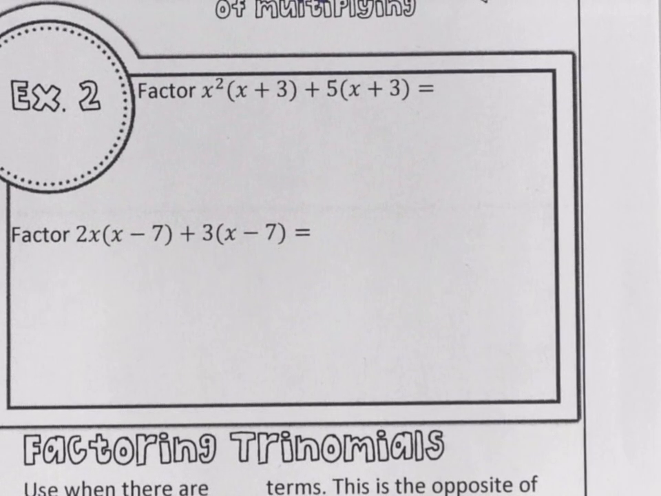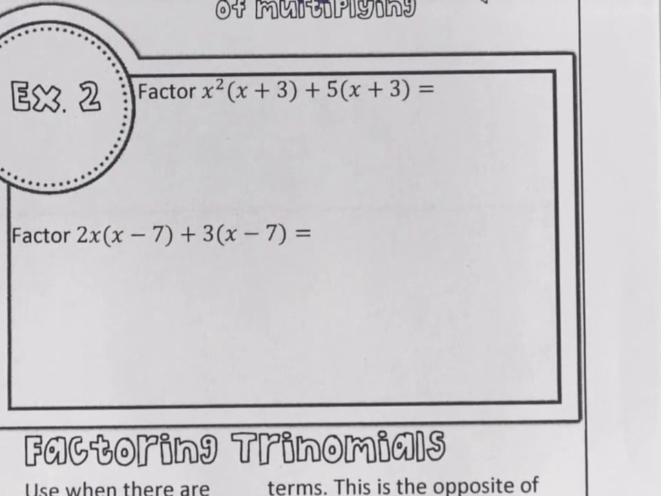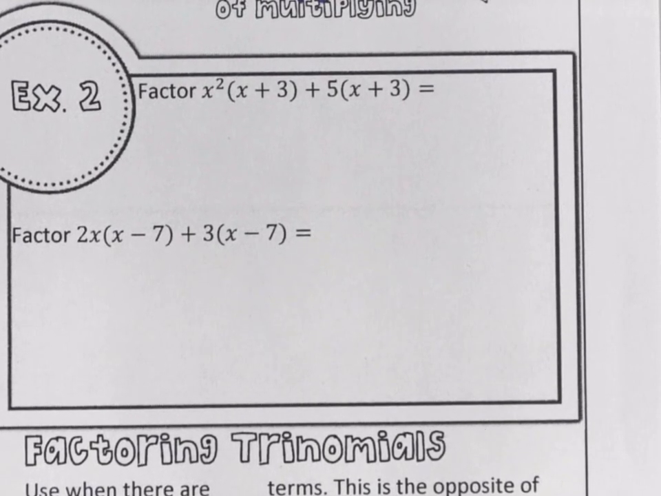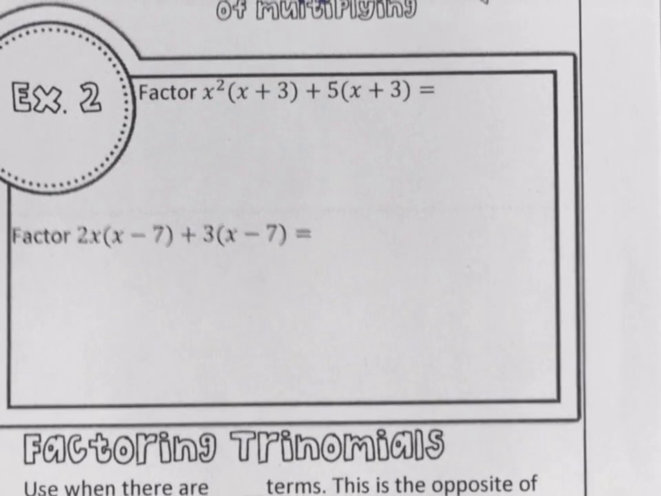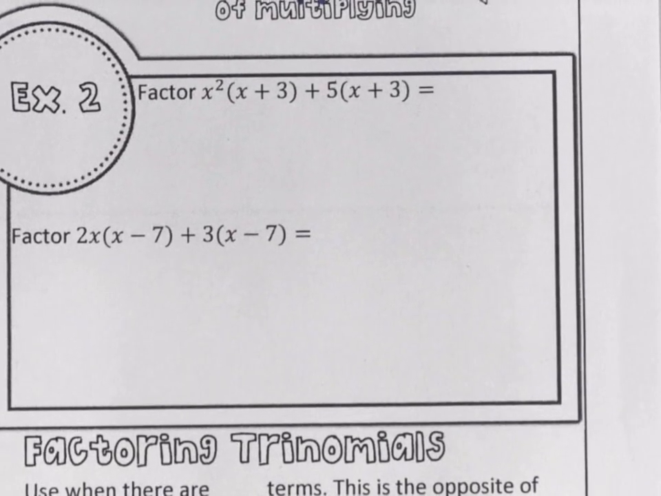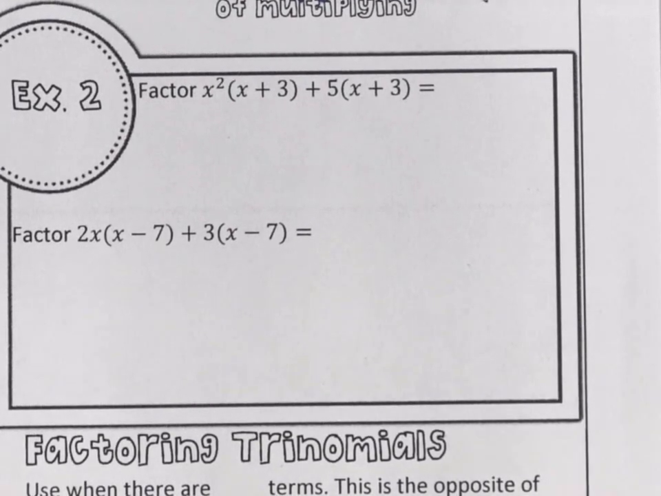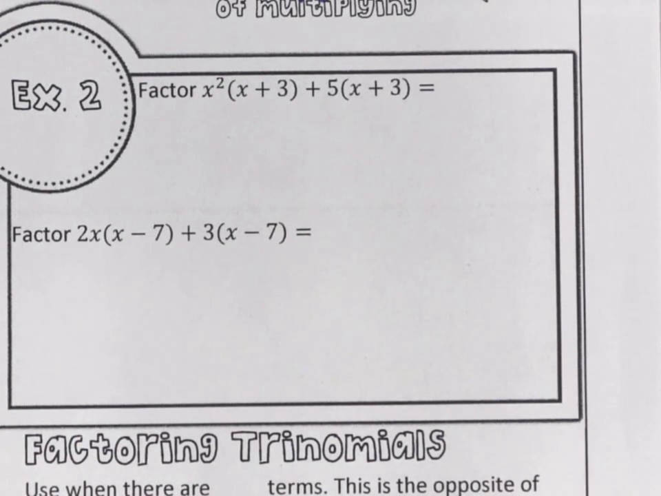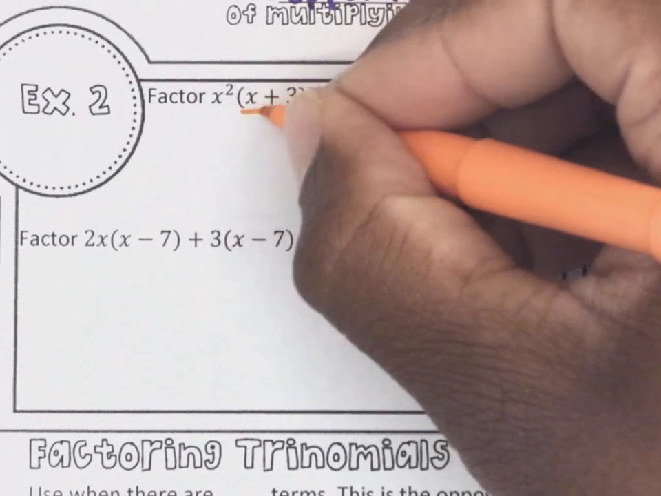Example 2. It looks a little bit different. Do I see a common factor here, though? X. No. You're on the right path. Each one has an X. What do you do? Yep, exactly. Oh, what? You can add them together. These are the same.